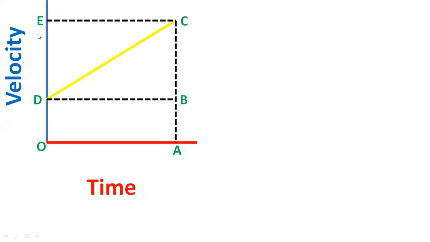V I will represent at E, and at D I will represent U. And what about the time axis? The value here is 0 and the value here is t seconds. So let me put that. What I've done is I have started from 0 seconds and ended at t seconds. I'm not mentioning how many seconds, I'm just mentioning one variable.